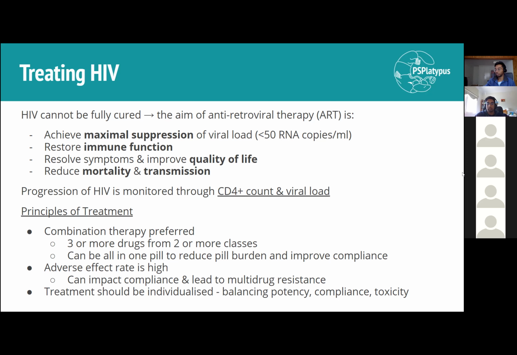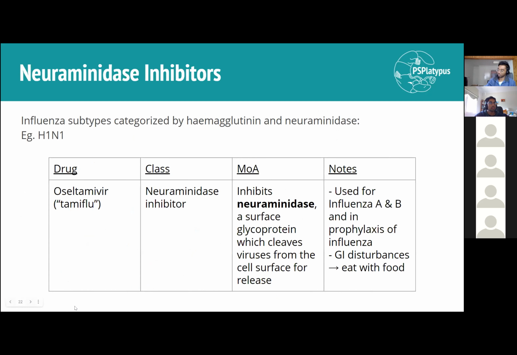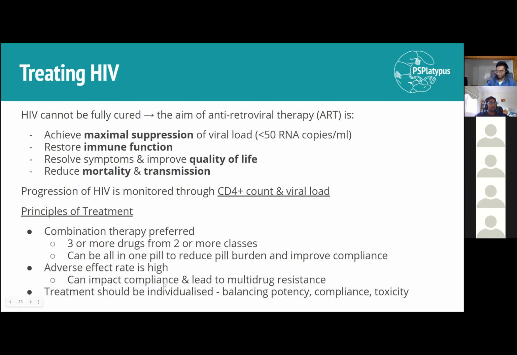A bunch of principles of treatment as well. So we want combination therapy. So that's 3 or more drugs from 2 or more classes, and we can combine that into a pill to reduce pill burden, improve compliance. Since if we ask people to take a bunch of pills, that isn't very helpful in terms of compliance because it provides more opportunities to make mistakes and a bunch of other reasons as well. But the adverse effect rate is also very high compared to other drugs. So this will probably impact compliance.